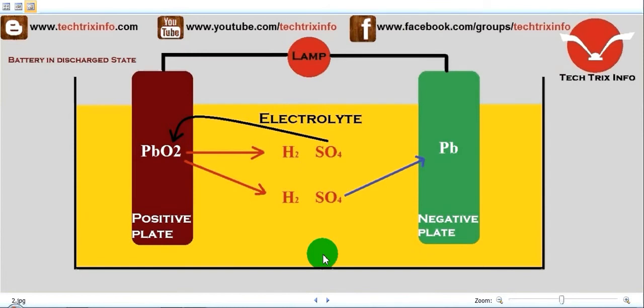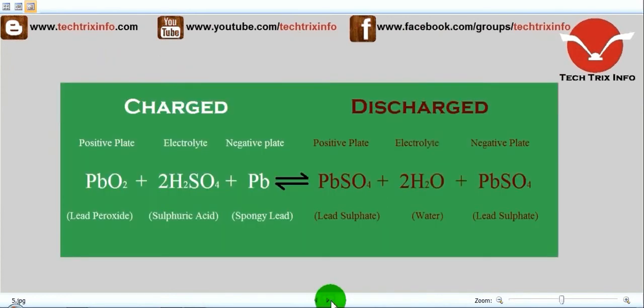So what we have inside a lead acid battery while the battery is getting discharged looks like this. In the positive plate, that means the anode, we have PbSO4, that is lead sulfate, and in the electrolyte we'll be having water, that is 2H2O, and the negative plate also will be having PbSO4, that is lead sulfate.